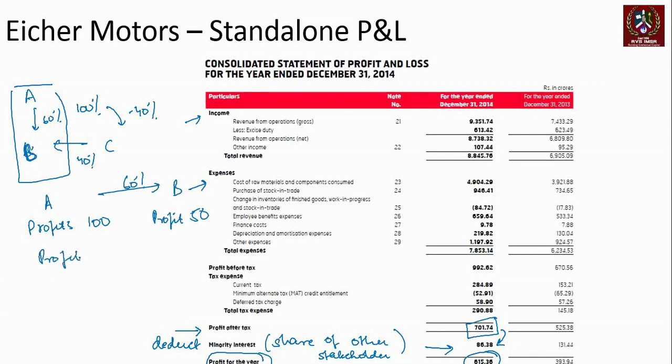First, when you consolidate, you will get profits of 150. From that, you will remove minority interest. It will be 40% of 50, which is 20, and what is left as the final profit for the shareholders of company A is 130. That's how the adjustment for minority interest gets done. Correct?